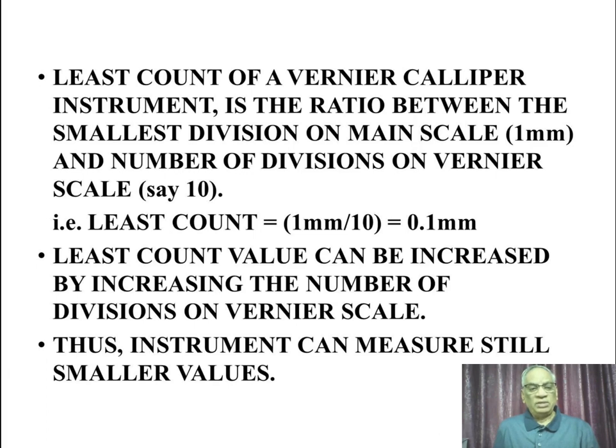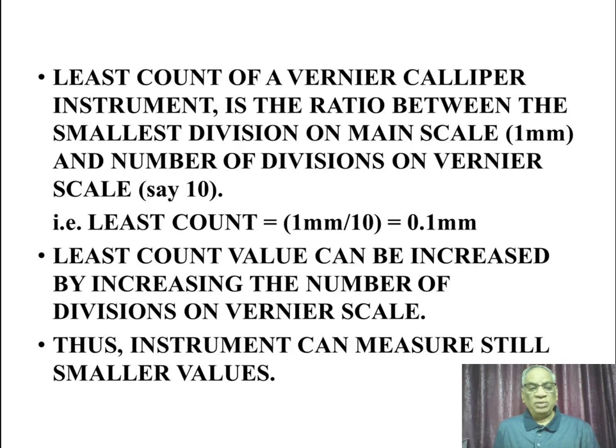The least count of such vernier calipers is given by the ratio of the smallest division on the main scale, that is 1 millimeter, and the number of divisions on the vernier scale. That means 1 millimeter by 10, if there are 10 divisions on the vernier scale, is 0.1 mm, the least count. If the divisions are 50, 1 by 50, that is 0.02 mm is the least count. That is the minimum possible value with that particular calipers.